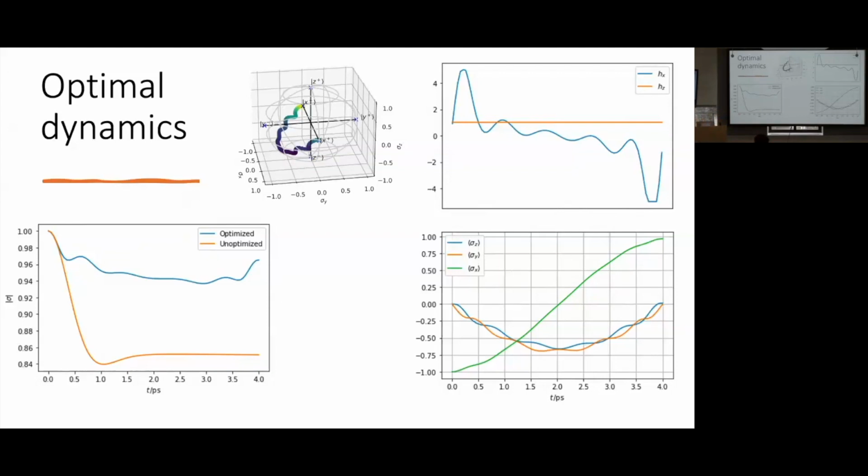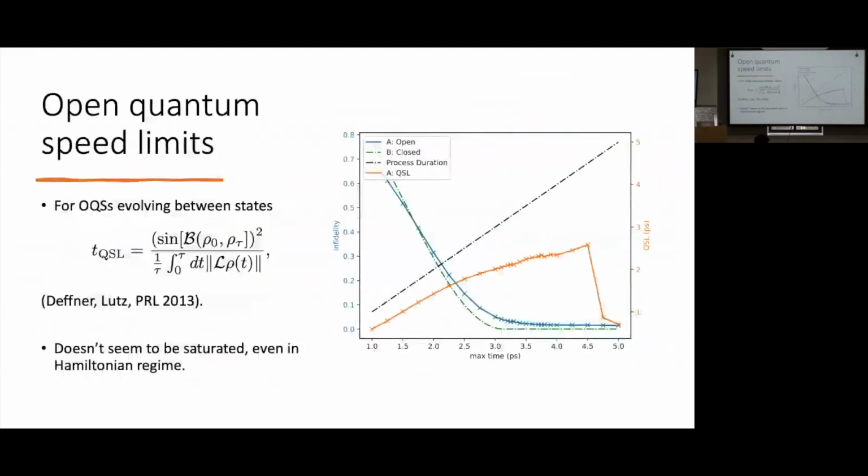Now, there are quantum speed limits. There's this one from Deffner and Lutz, which says that the time to evolve between two states must be like this. This is the Bures angle between the initial and the final state. And this is basically the time average of the magnitude of the operator which steps the density matrix one forward.